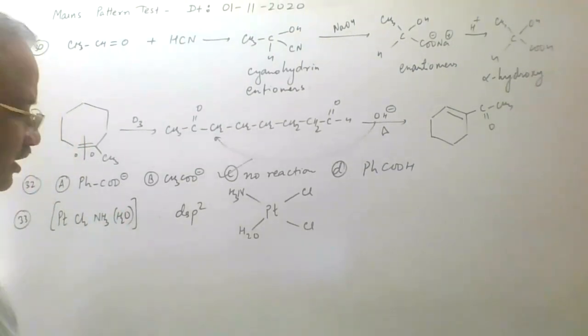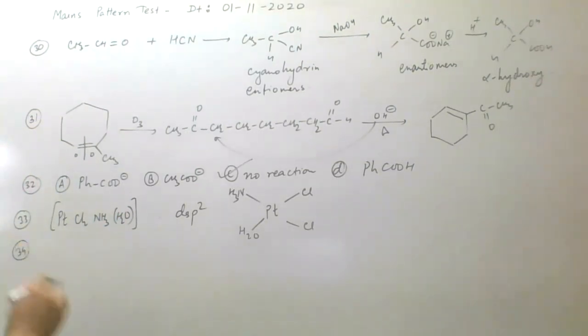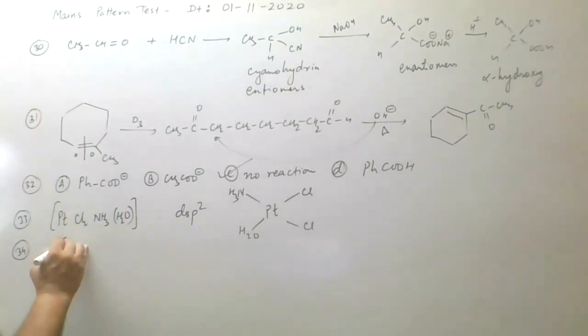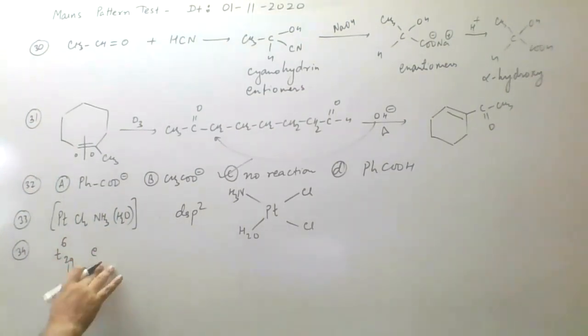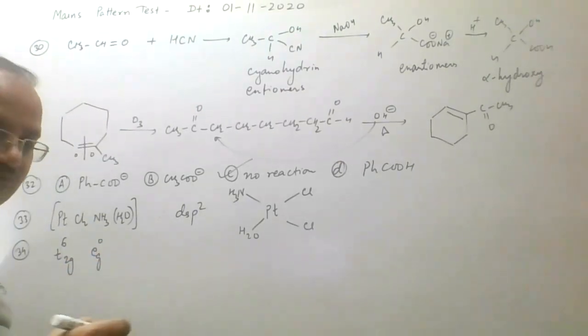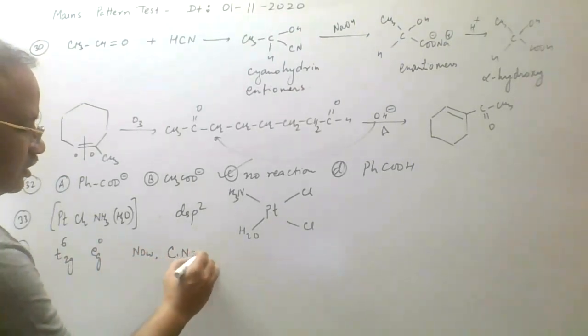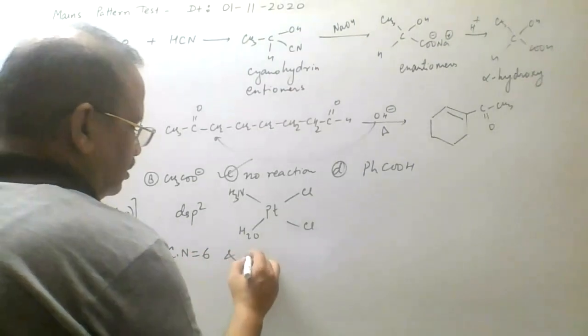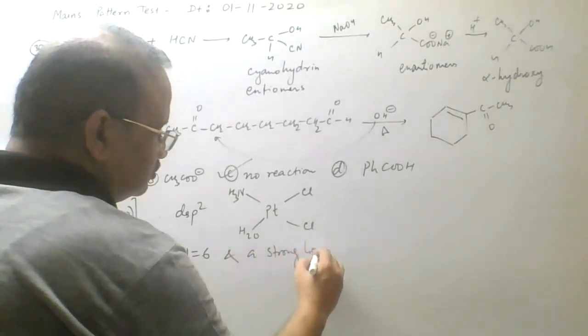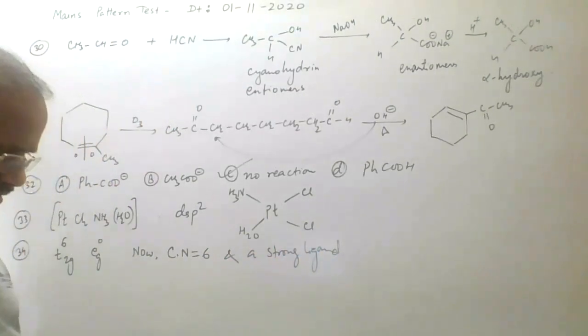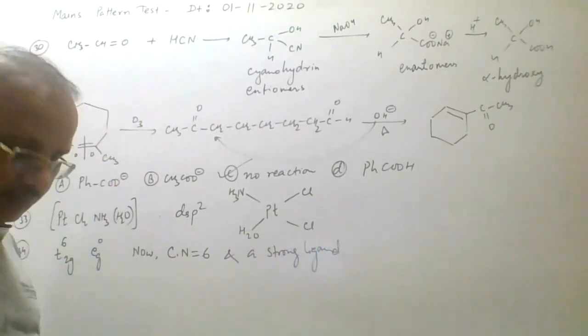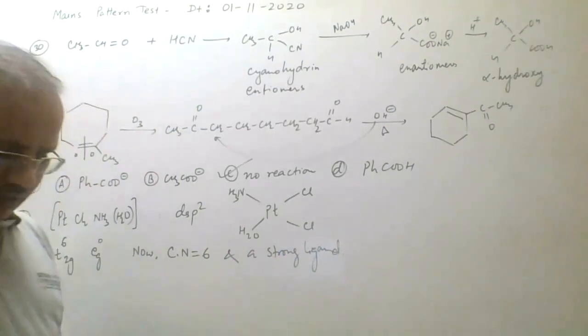Question number 34. We are given: in which of the following complexes will the metal ion have t2g6 and eg0? For t2g6, I require a strong ligand and the coordination number is 6. Now, coordination number equal to 6 and a strong ligand must be present. So option 1 cannot be the answer, option 2 can be. Let us check, but there should be 6 electrons in iron.